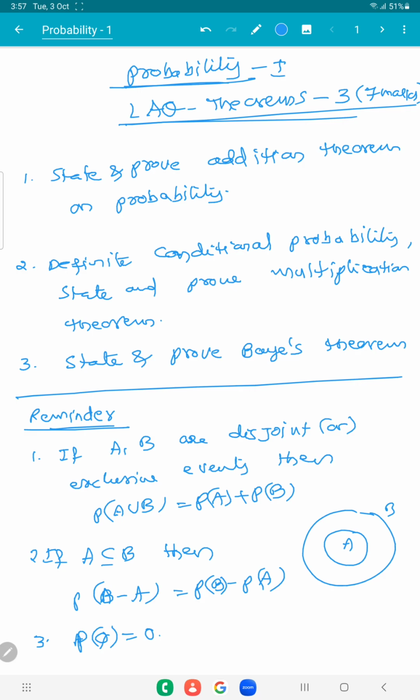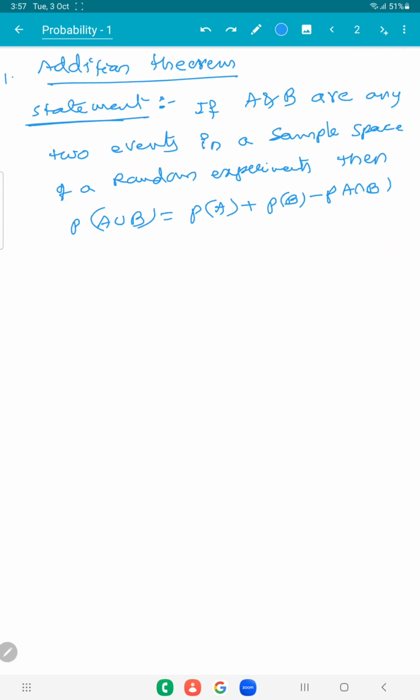Now let us go for the addition theorem. The statement is: if A and B are any two events in a sample space of a random experiment, then P of A union B is equal to P of A plus P of B minus P of A intersection B. The proof has two cases.